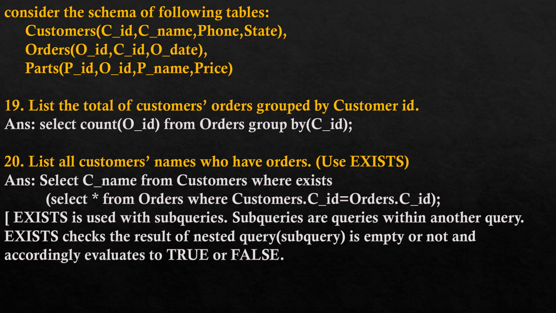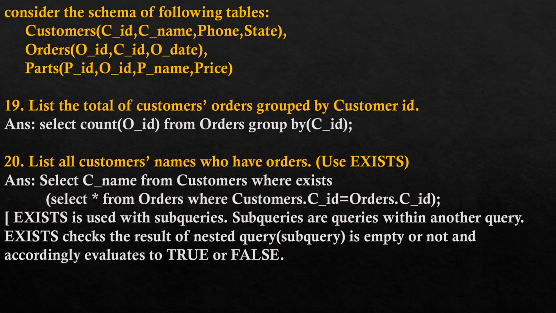So here you can see the query is like this: select customer name from customers where exists. Then the subquery is like this. You have to put the subquery within brackets. Select star from orders where customers.cid is equal to orders.cid.